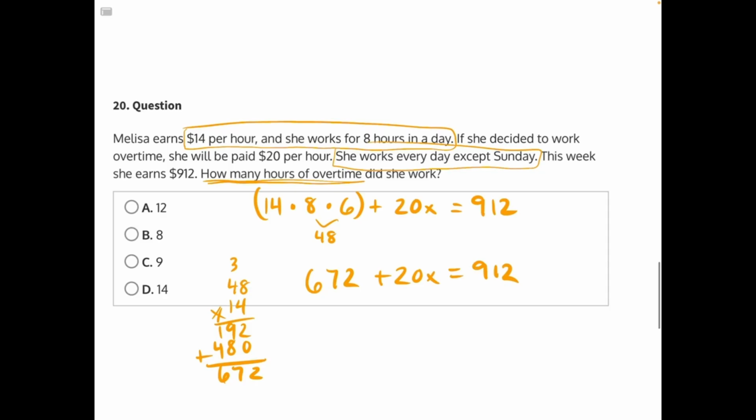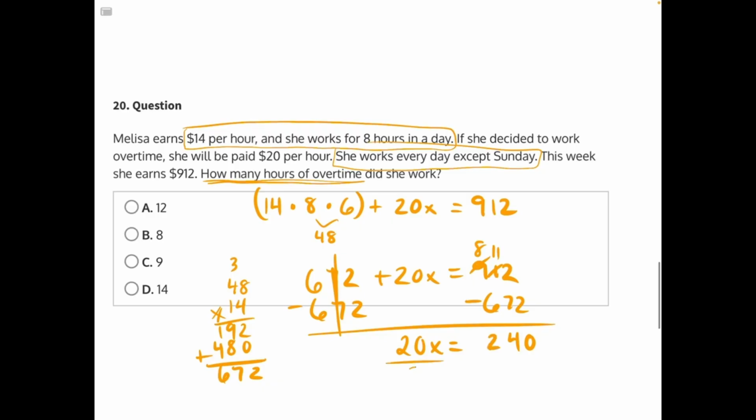So now we need to do opposite operations and subtract 672 from both sides. This will cancel, leaving us with 20x equals 2 minus 2 is 0. 1 minus 7, we can't do that. We have to borrow. 11 minus 7 is 4. 8 minus 6 is 2.